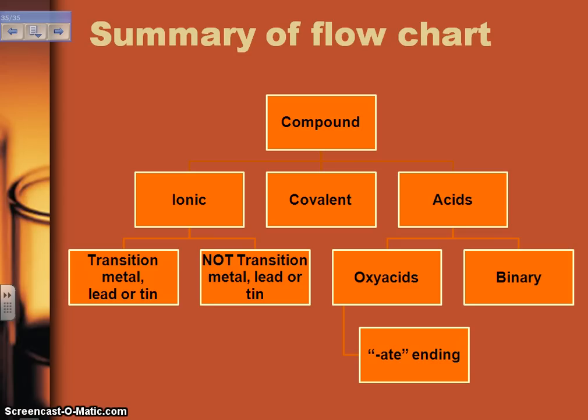So if we look at our flowchart, the first question whenever you have a compound is, is it ionic, covalent, or an acid? And depending upon which you choose that compound to be, you have a different set of nomenclature rules to follow for each branch. Make sure you do not mix up the different nomenclature rules. Make sure you only follow the rules for whichever branch that you have.